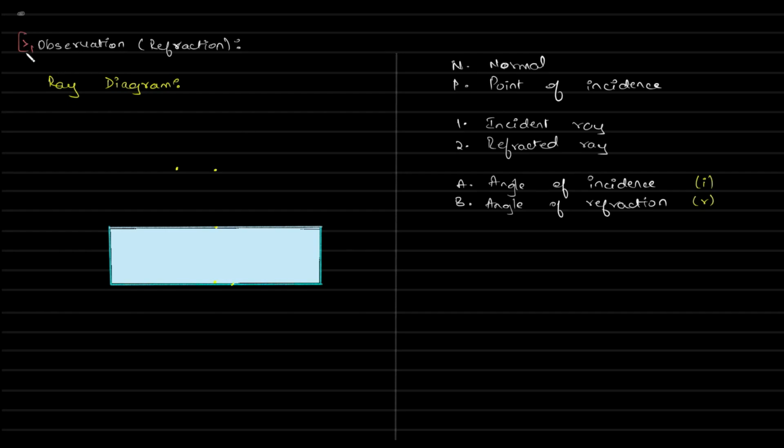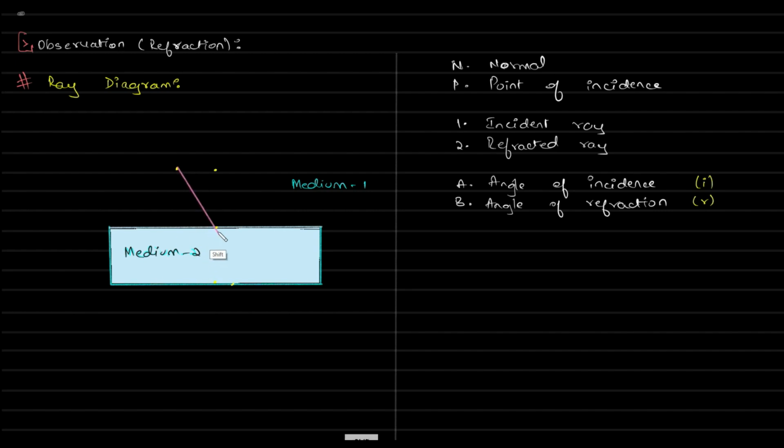So we'll begin with a few observations made under refraction. We need to get introduced to the nomenclature and the ray diagram. So we have medium 1, which has a different optical density than medium 2. This is your medium 2. Again, we're not talking about which has more optical density. We're just saying that these are two different mediums with two different optical densities.